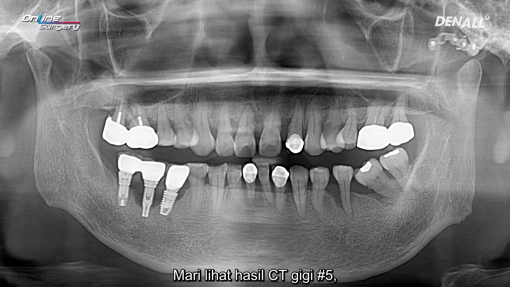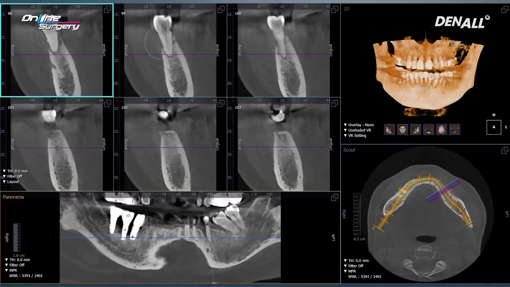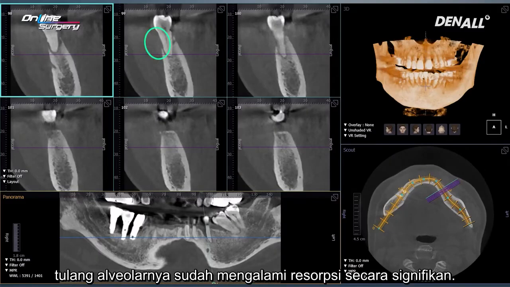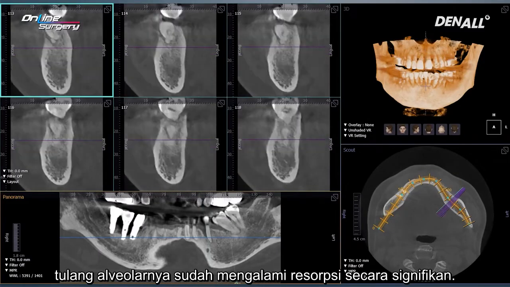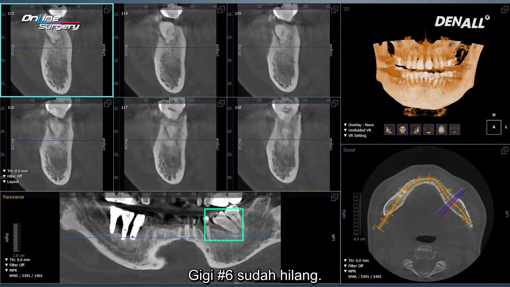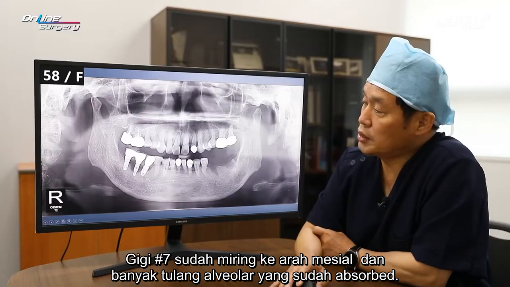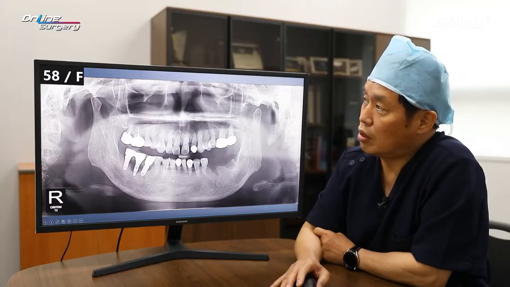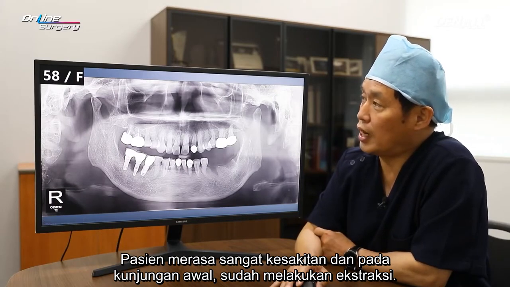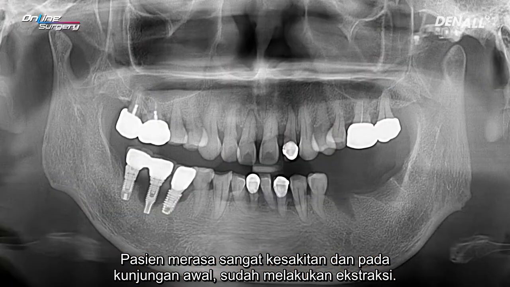Looking at CT, number 5, alveolar bone has been resorbed significantly. Number 6 was missing. Number 7 is tilted mesially, and there's a lot of alveolar bone loss. The patient was in great pain, and at the initial visit, extraction was done.